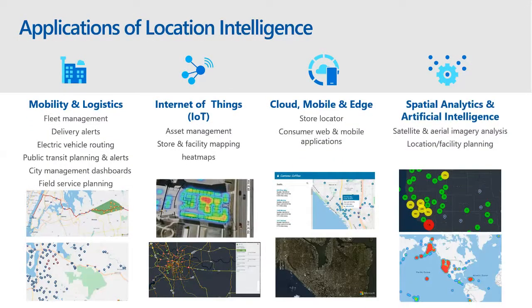That's right. And talking specifically about the use cases, we have some of these here. As you mentioned, we have mobility and logistics, such as fleet management, delivery alerts, electric vehicle routing, public transit planning and alerts, city management, all the logistics of geolocation. We have some important integration with IoT, which is the Internet of Things, for asset management, location of those assets, store facility mapping, heat maps, and so on. Especially when you have a lot of sensors, such as to measure the temperature.